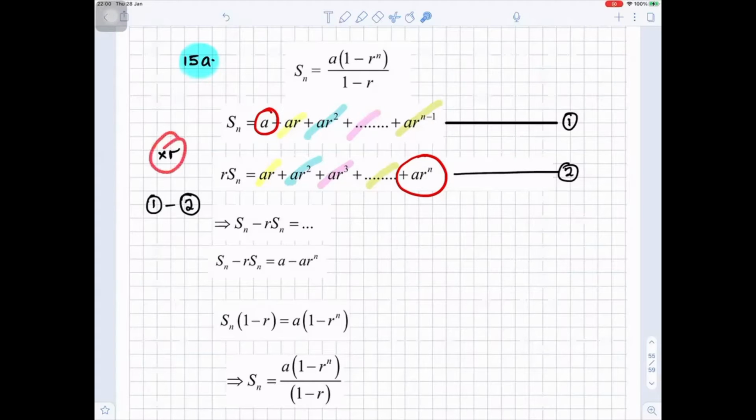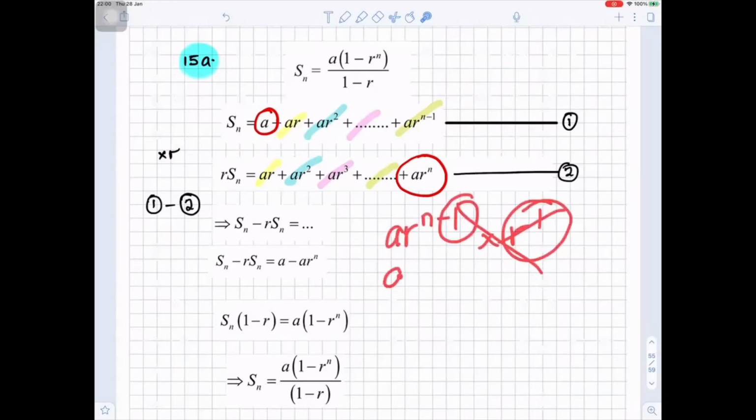Suppose we multiply by r. So we times this by r, times this by r, times this by r, times this by r, times this by r. So this will become r Sn. The first one will become ar, because you times by r. The second one will become ar squared. The third one will become ar cubed. The last one will become ar to the n, because n minus 1 times r, this would cancel. So it's like saying ar to the n minus 1 times r to the 1. You're left with ar to the n.